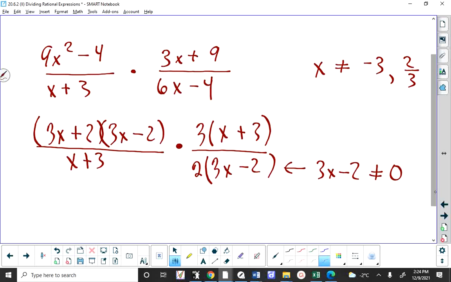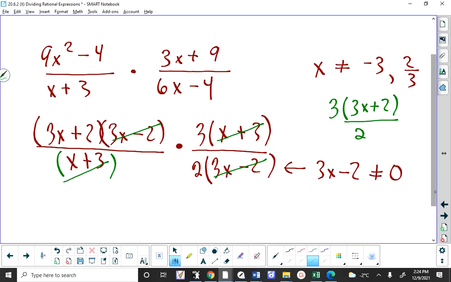What can we cancel? Well, I've got an x plus 3 and an x plus 3. I've got a 3x minus 2 and a 3x minus 2. And that's it. Whatever I have left is the answer as long as I state those non-permissible values. So I have 3 times 3x plus 2 over 2. This is my answer. Capiche?